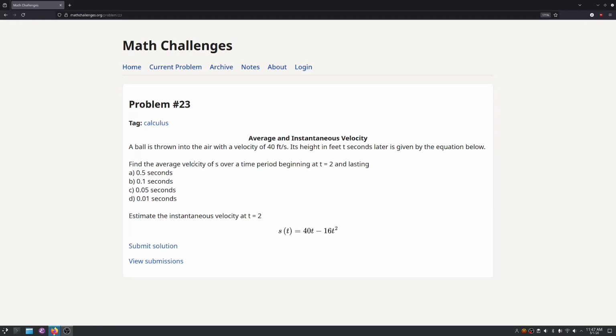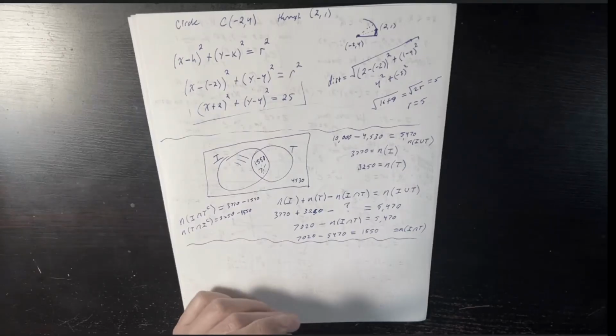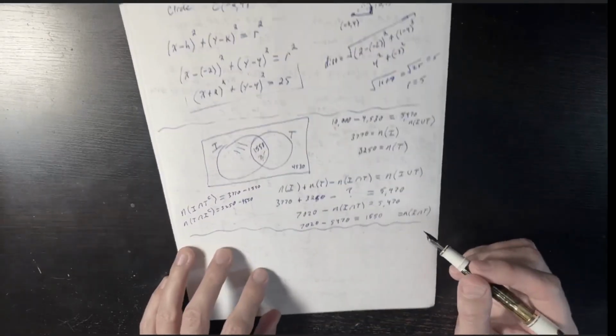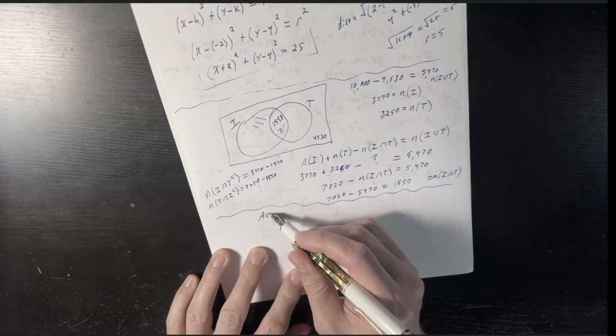So basically find the average velocity if you're given position and you're given an interval. We start at 2 and we have half a second, 1/10 of a second, 20th of a second, 100th of a second, and then use these numbers if you can to estimate what you think the velocity would be at time 2. So this is average velocity.